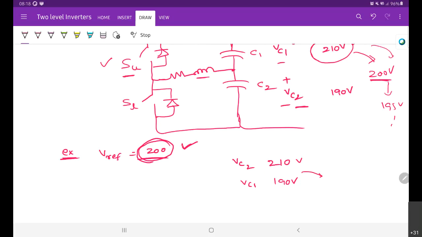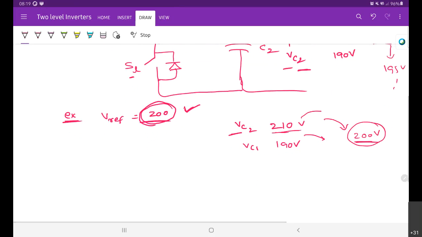So for how much duration do we need to turn it on? Until this voltage. As and when you turn on the switch, the energy is transferred to this inductor, so this VC2 voltage is gradually decreasing. We need to turn it on until its voltage reaches 200 volts. That means at some steady state point, whatever the difference is will gradually decrease, and at some point both voltages will be equal to 200.